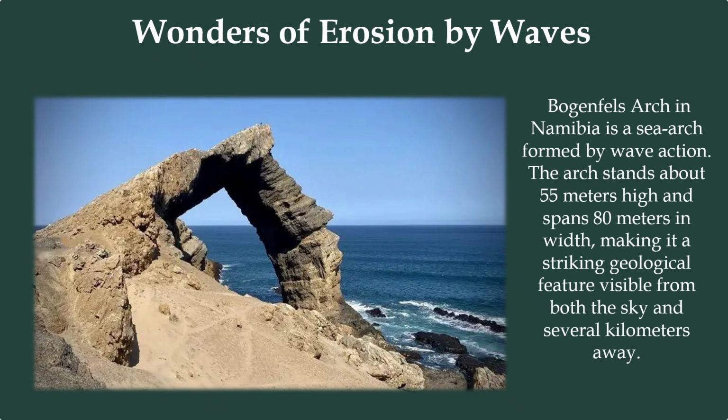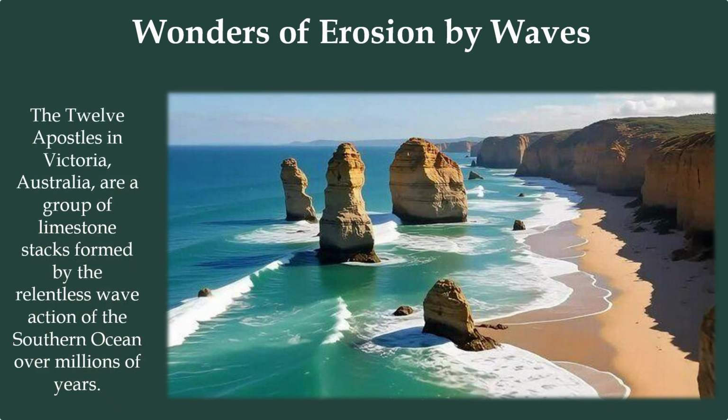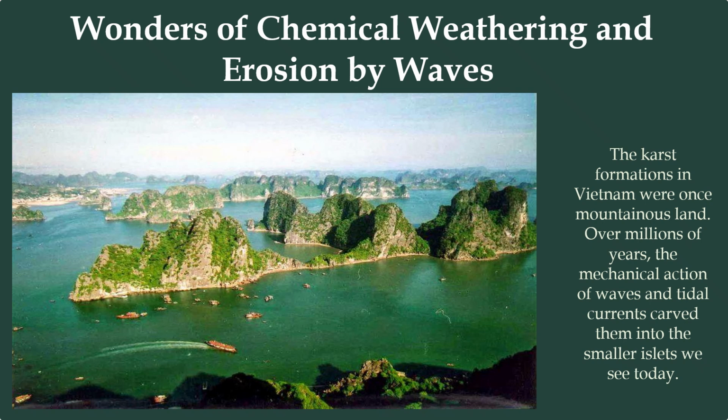Another striking geological feature, which is visible both from the sky and several kilometers away in Namibia, is the Bogenfell Arch. The 12 Apostles in Victoria, Australia, are a group of limestone stacks formed by the relentless wave action of the Southern Ocean over millions of years. The karst formation in Vietnam were once mountainous land. Over millions of years, the mechanical action of waves and tidal currents carved them into the smaller islets which we see today.